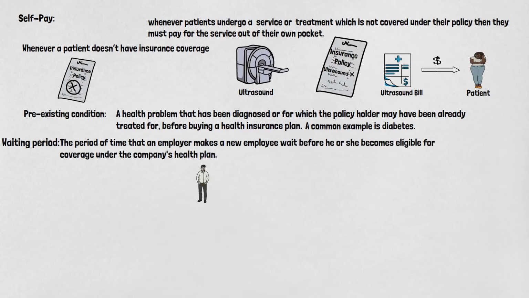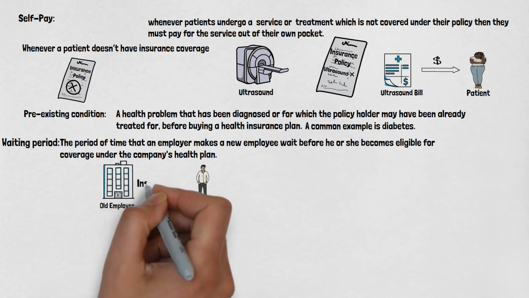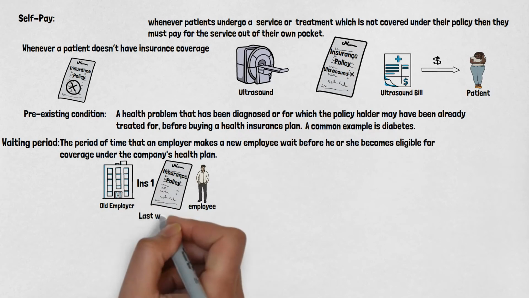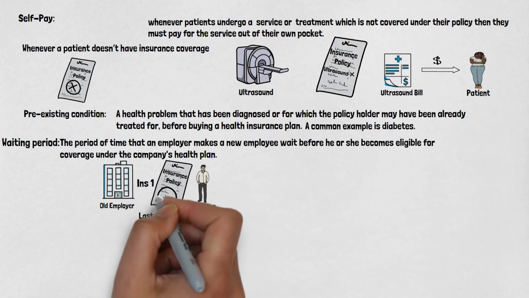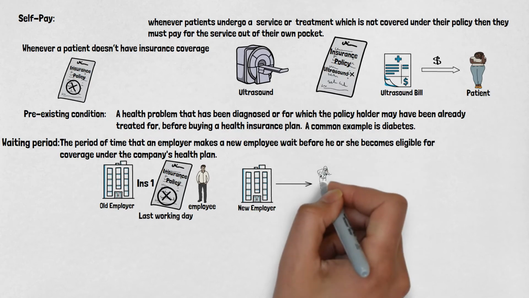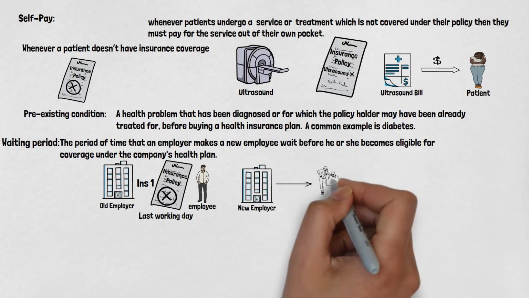Now, let us assume an employee is changing his job. Till the time the employee was working with the old employer, he would have insurance coverage through Insurance One. Since the insurance policy is provided by the employer, it will terminate on the last working day of the employee. When the employee joins the new employer, he will not be provided with an insurance policy on the day he joins the new organization.